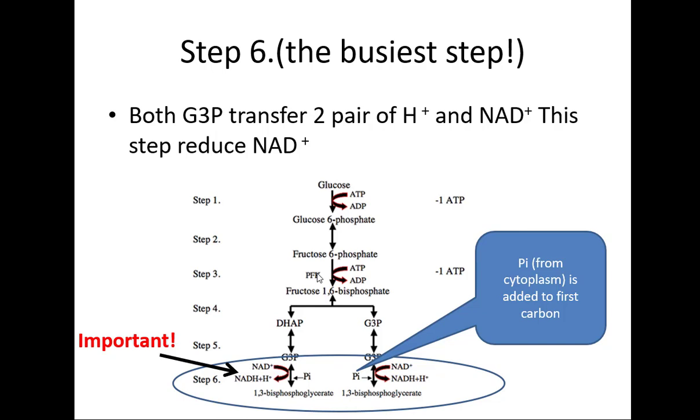And step 6. After step 5, we have 2 G3P, right? And step 6 is really, really important. In step 6, G3P releases 2 protons. Class, I said 2 protons, but you should know there are 2 electrons also. Do you remember? We had a lecture about chemistry check. 2 protons are released and 2 electrons are released at the same time. And another thing, do you remember chemistry check? If there are protons and electrons, we need which one?